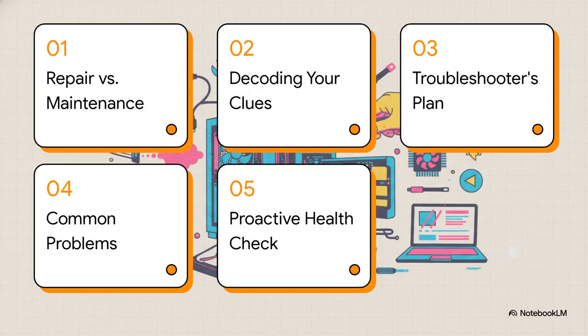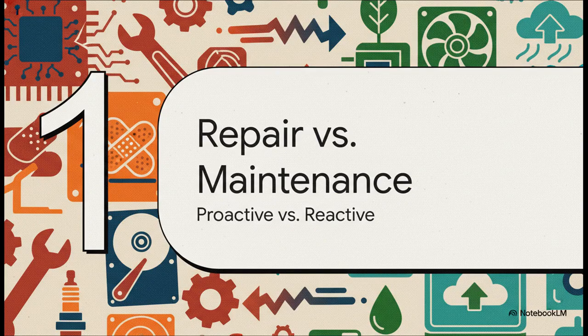First, we're going to talk about repair versus maintenance. What's the difference? Then, we'll get into decoding your computer's clues. Think of it like being a detective. After that, we'll lay out a troubleshooter's plan, step by step. We'll hit some common problems and their quick fixes, and we'll wrap it all up with a proactive health check you can do yourself. All right, section 1, repair versus maintenance.